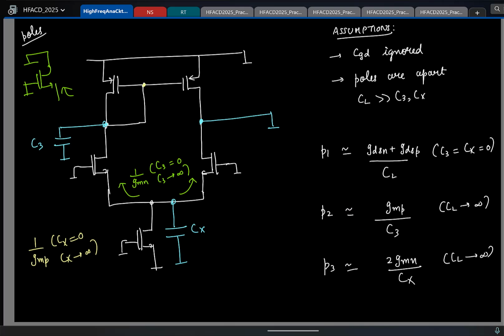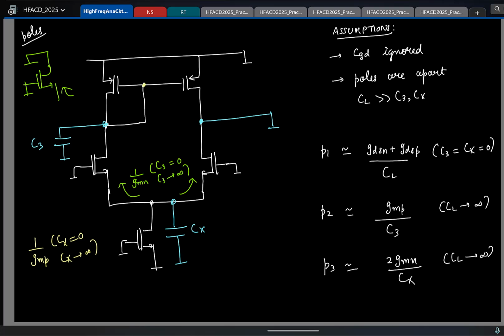These are some fine prints and minor assumptions that have gone behind writing the pole locations directly. Most of the time people don't even bother about it, but you should be aware that these are the conditions under which we can write it. Only if the time constants or the capacitors are uncoupled can you do this. Otherwise, if we have some other network where you find that the resistance changes significantly when I open or short the other capacitor, we cannot directly write the pole locations.